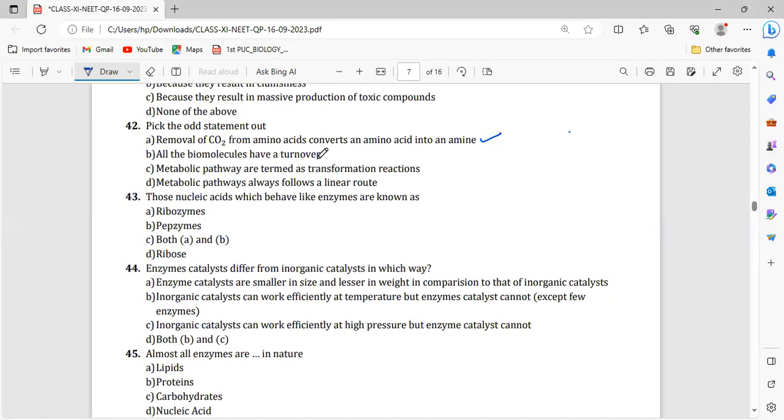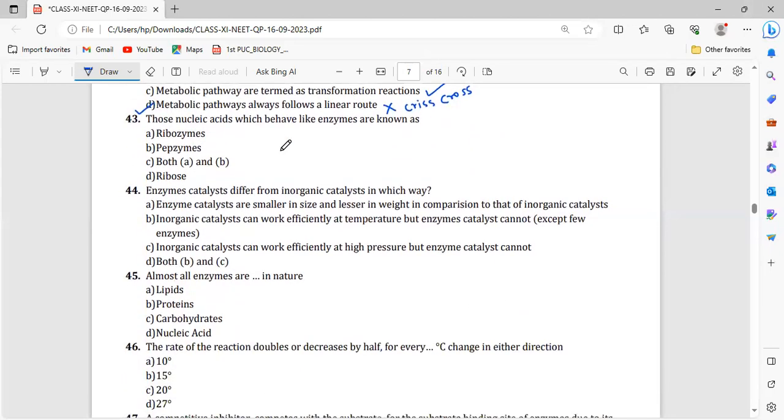All the biomolecules have a turnover, which is correct. We have just seen it two or three questions before. Metabolic pathways are termed transformation reactions. Yes, one molecule will be transformed to other biomolecules, so they are transformation reactions. Metabolic pathways always follow a linear route? They will always follow a crisscross. They will cross with other metabolic pathways. So the answer is D.